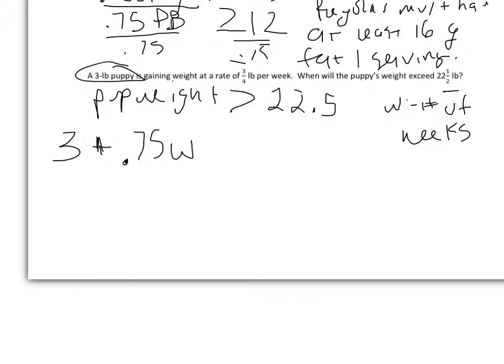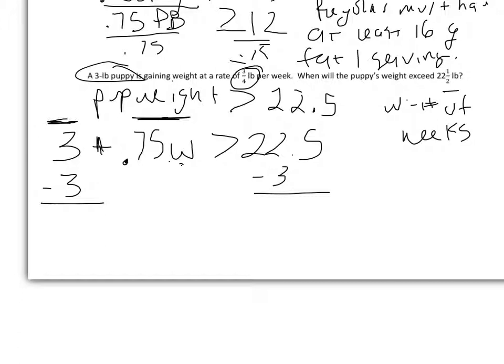So after the first week, it gains 3/4. Second week would be 2 times that 3/4, so that's where our variable comes in. So this is the amount the puppy weighs now. This is the amount it's gaining per week. We're trying to find when that's going to exceed 22.5. So now it's time to solve this for W. Subtract 3 from both sides.